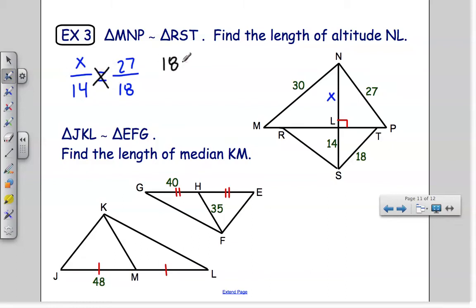So x times 18 is just 18x. I have to do 14 times 27, giving me 378, and divide by 18 on both sides. And I get 21 for x. So altitude NL is actually length of 21. Seems reasonable for the picture.